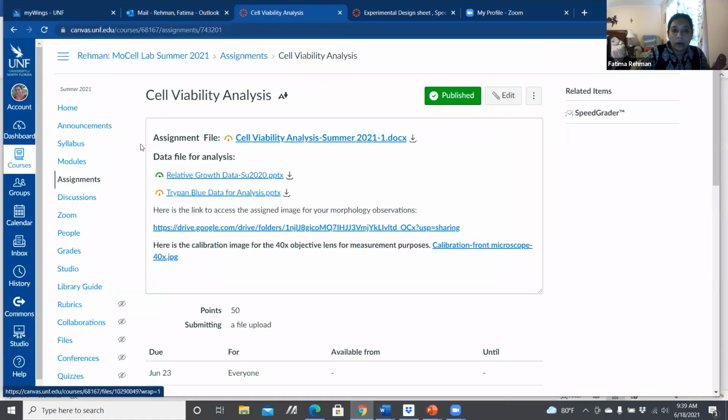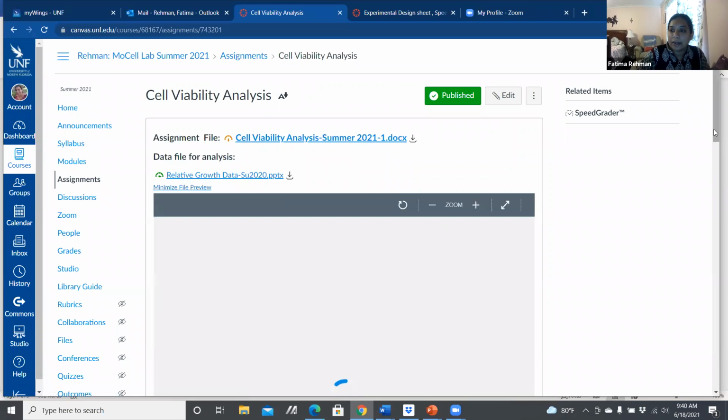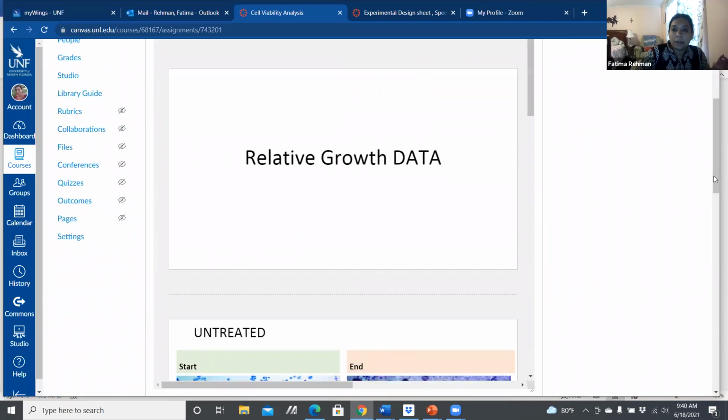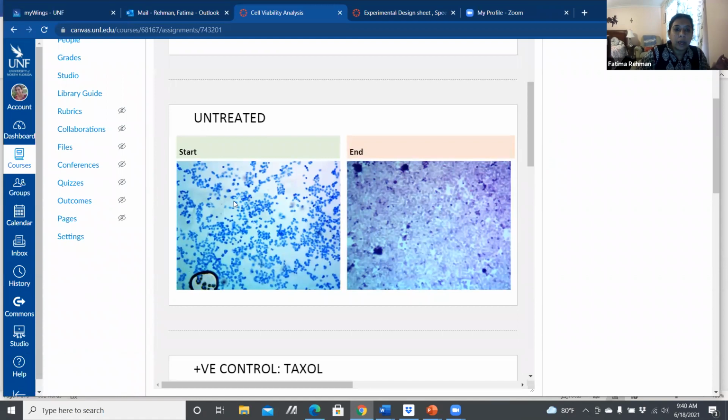So in your assignment, you have this relative growth data file. I'm going to show you that. You will open this up, and you will look at the images that are provided to determine the confluency of your culture at the beginning and at the end. These are taken at really low magnification, so you see lots of cells, a bird's eye view of the culture, and they're stained in blue, so that makes it even easier, right?